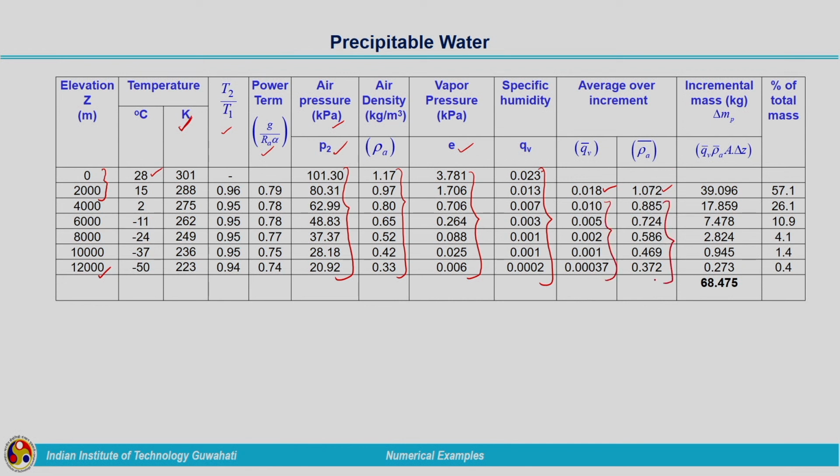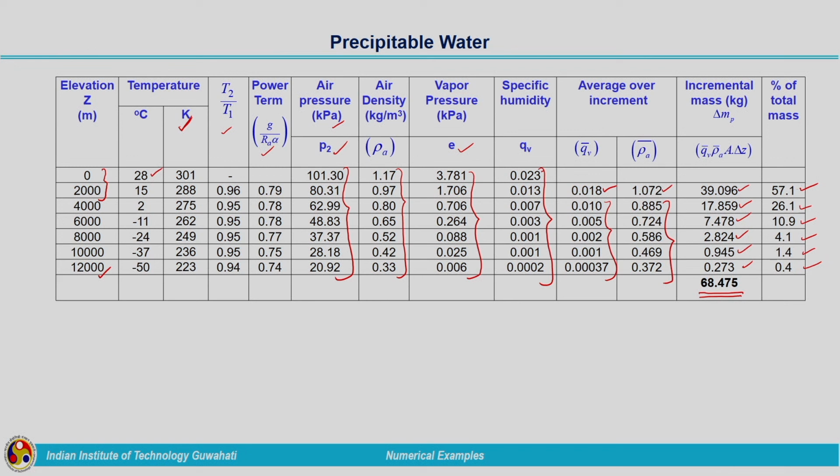So, we got these values, and finally for each increment of delta Z we have calculated the mass of water vapor, precipitable water, present in the increment. Each increment we have calculated up to 12,000 meters, and the total value was calculated to be 68.475 kilogram. The percentage of total mass for each increment is calculated by 39.1 divided by 68.475 into 100. You will get the percentage of total mass at each increment.